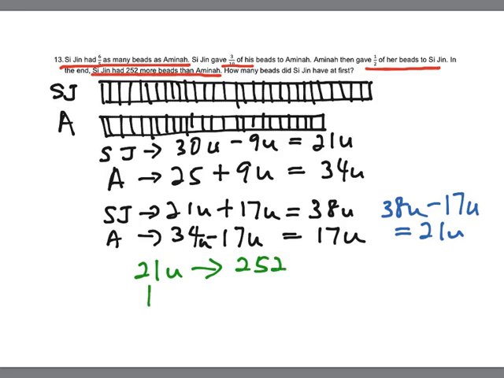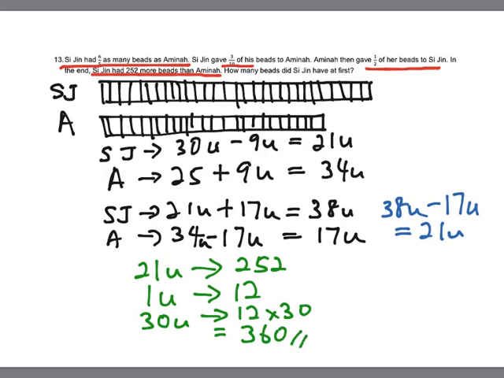as stated in the question. So 1 unit would then be 12, and 30 units would then be 12 times 30, and the answer is 360, because the question is asking for the number of beads that Sujin had at first. At first, Sujin has 30 units, so 30 units is the answer for this question.